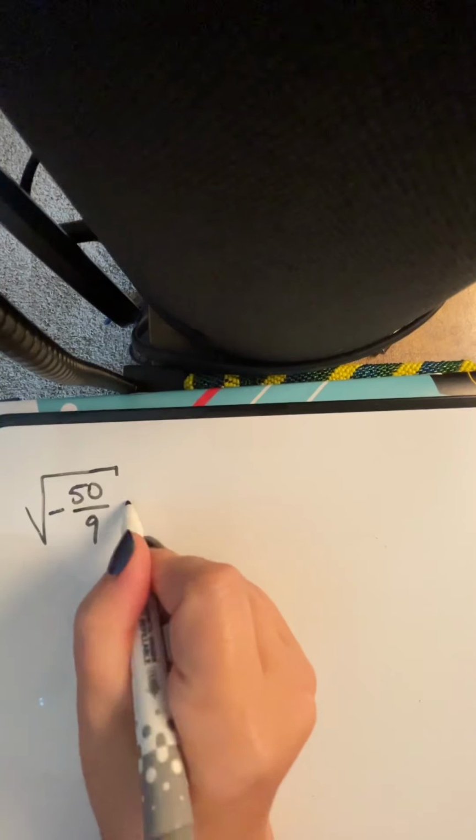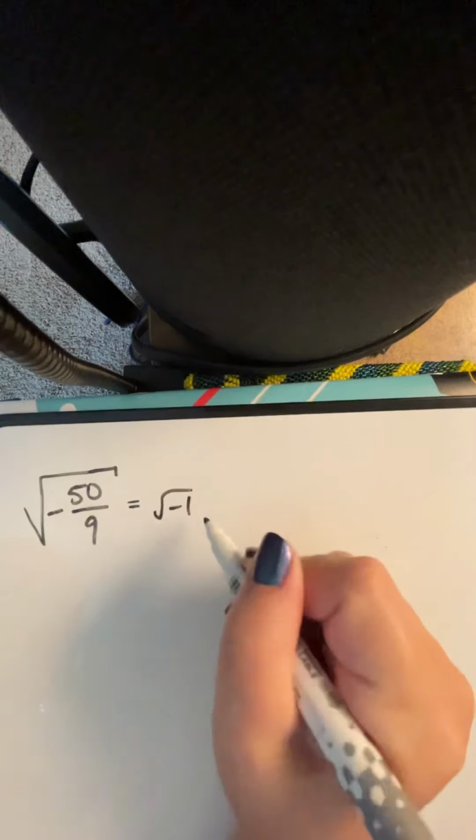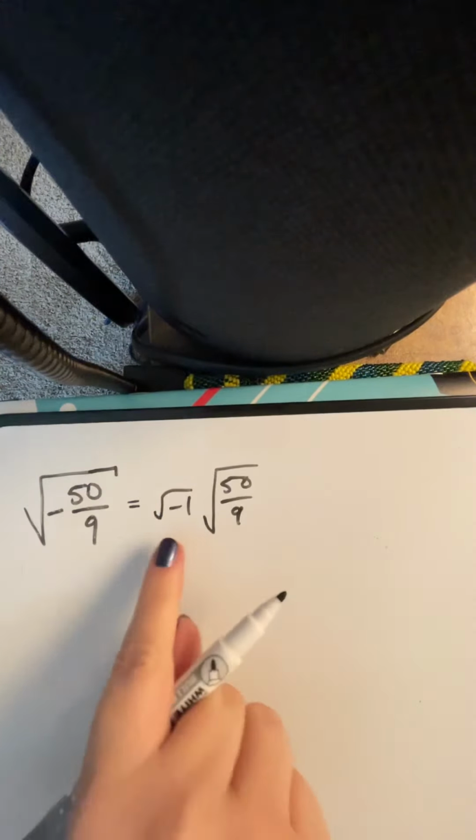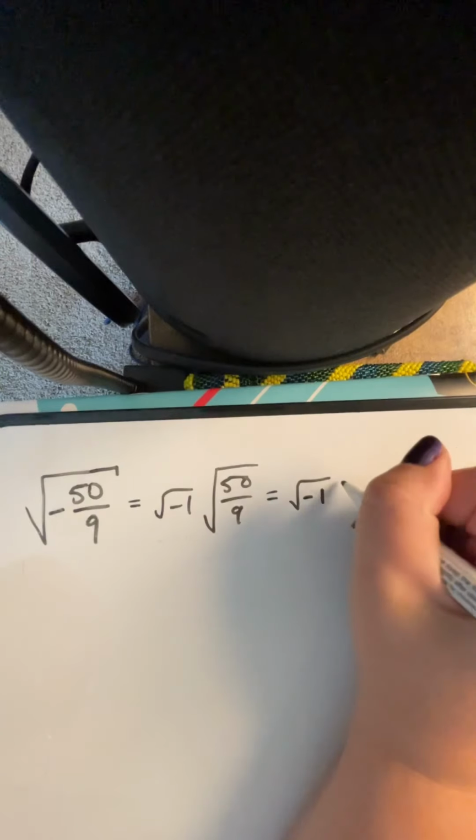First example I'm going to do is one of these square roots of a negative fraction. So let's get started. First thing we're going to do is rewrite the square root of negative 50 over 9. We're going to split it into the square root of negative 1 times the square root of 50 over 9. We can do that because the multiplication of the two square roots is equivalent. Then I can split the square root of 50 over 9 into the square root of 50 over the square root of 9.